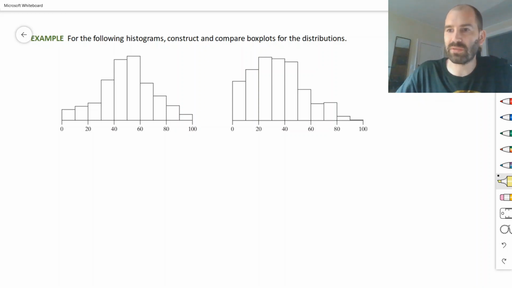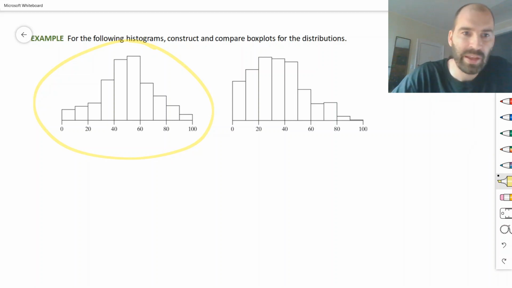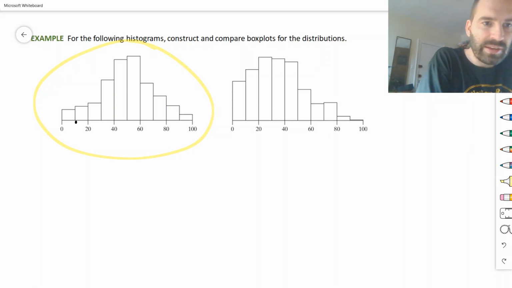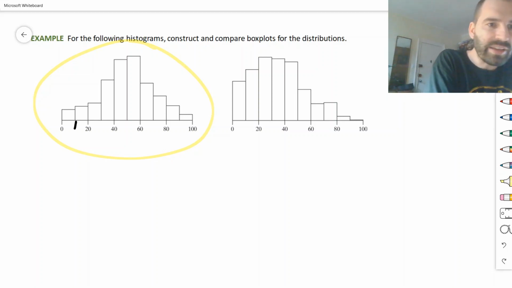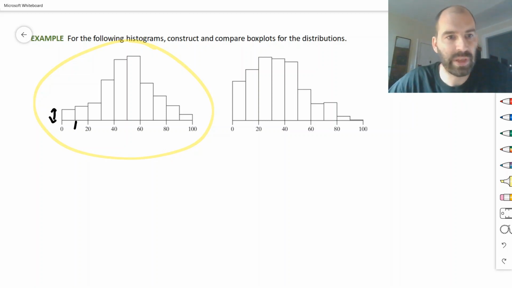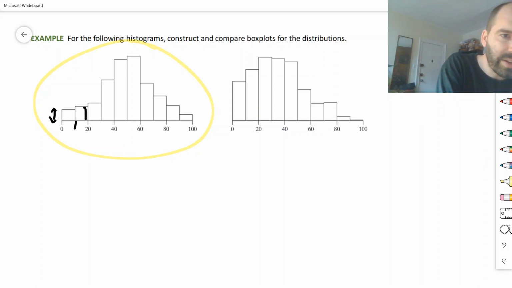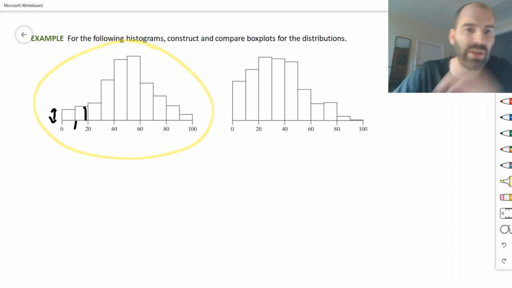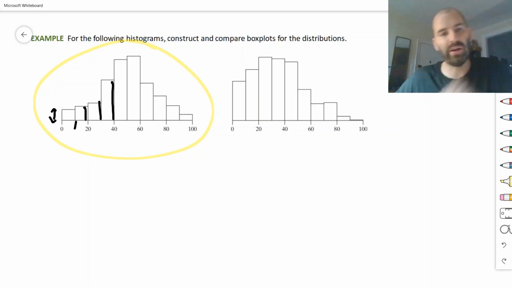So if we look at this first histogram over here, what we can see is that between 0 and 10, the amount of data is the same as the height of that first bar. The amount of data between 10 and 20 is the height of this second bar. The amount of data between 20 and 30 is the height of this bar, and the amount of data between 30 and 40 is the height of that bar.